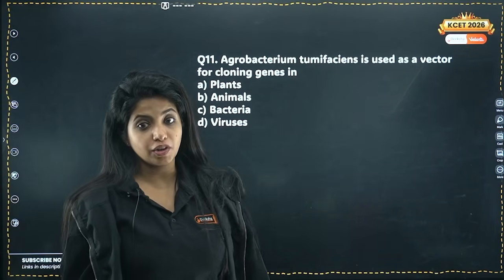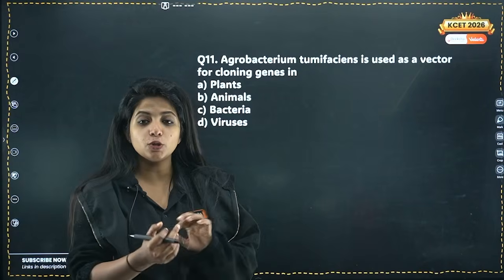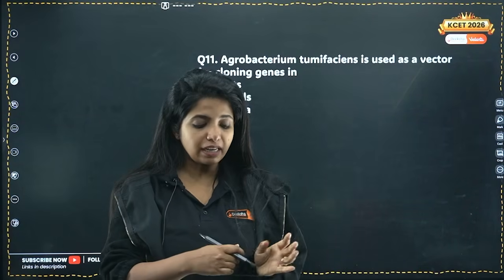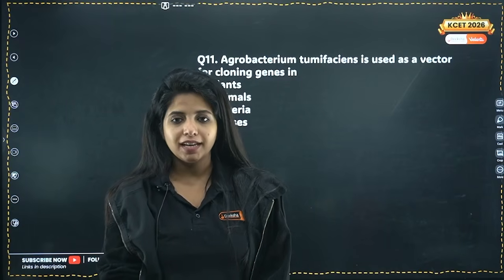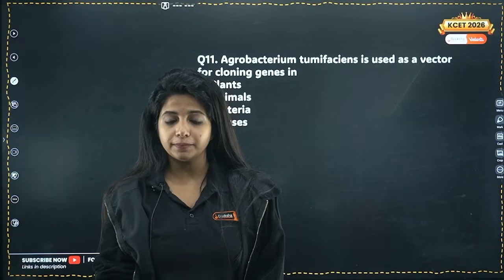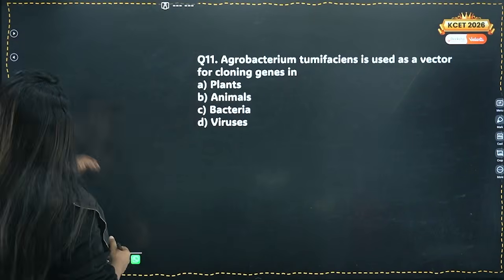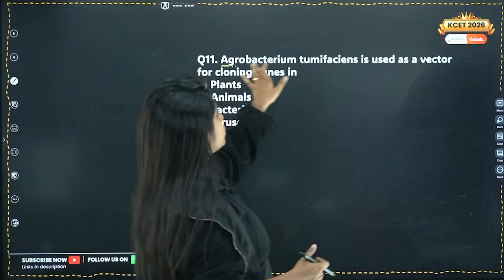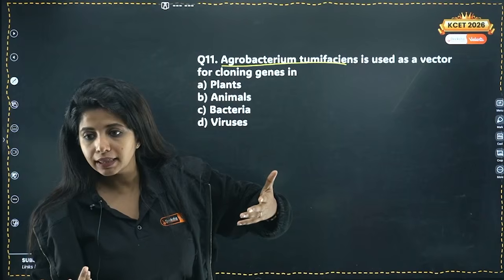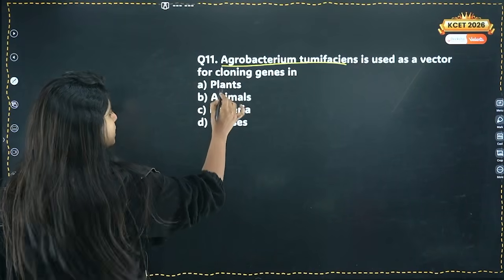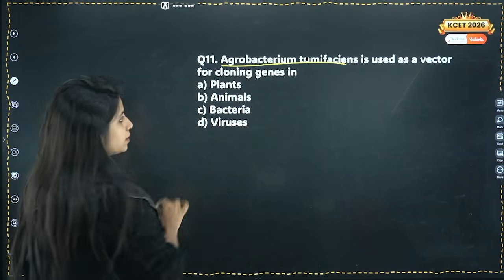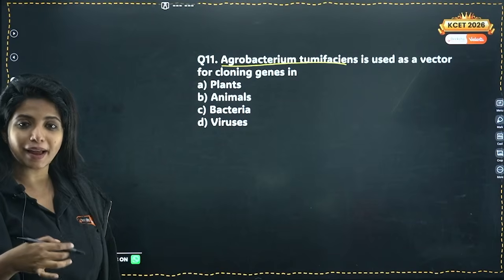Agrobacterium tumefaciens is a very big name. Why? Okay, it is used as a vector for cloning genes in. Vector means it is someone who carries something very important. That is vector. That is a gene of interest for that matter. It carries my favorite gene of interest for that particular matter. Now, Agrobacterium tumefaciens, whom do you think it's acting as a vector for? That is a very important question. Plants, animals, bacteria, viruses.